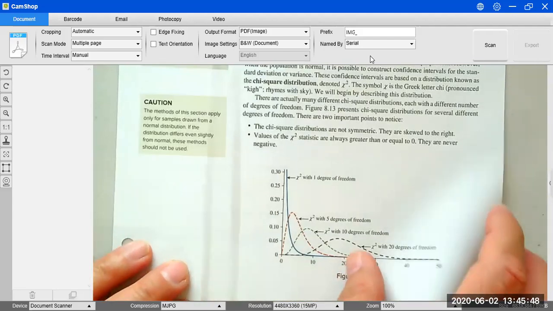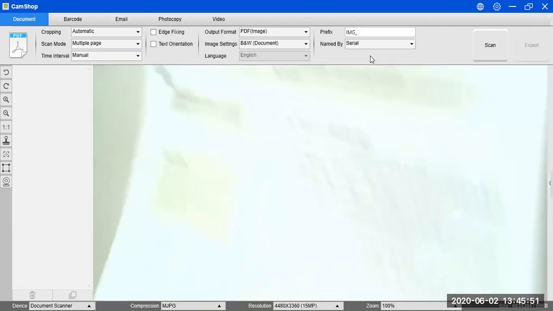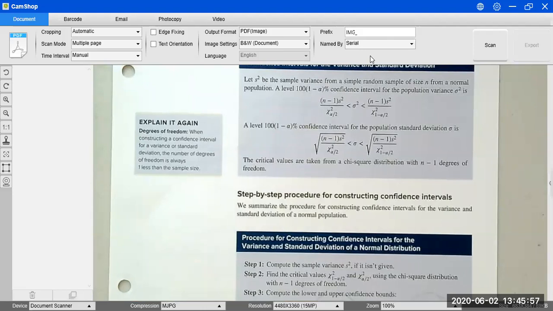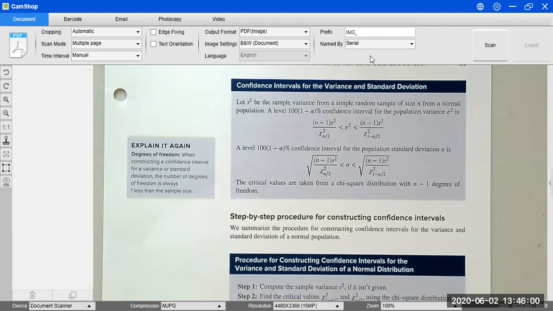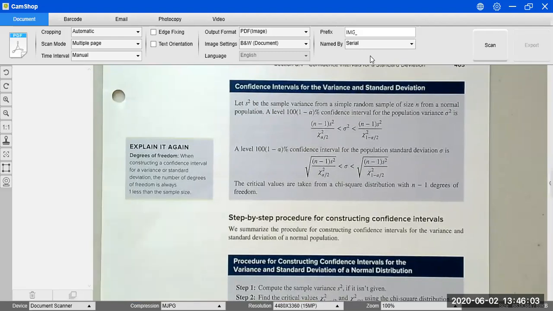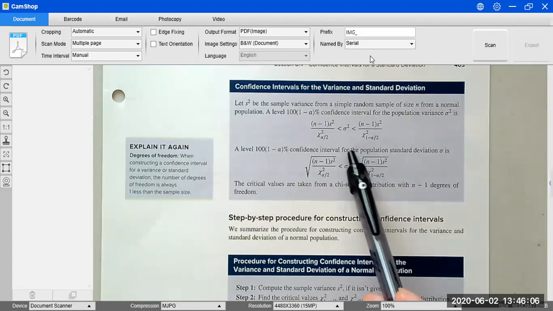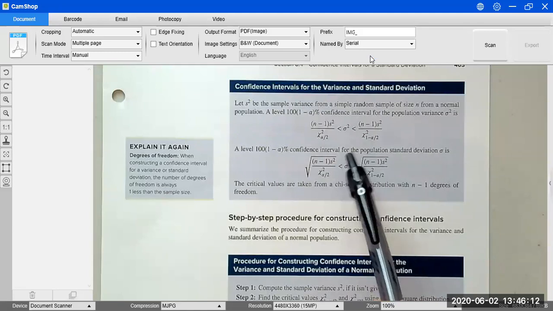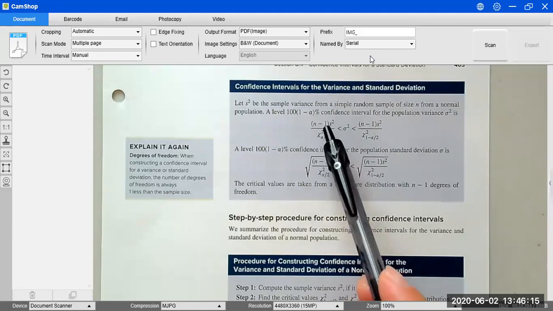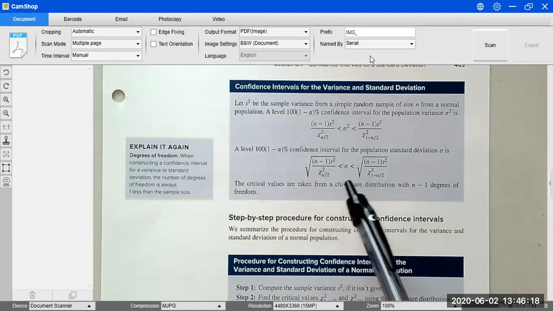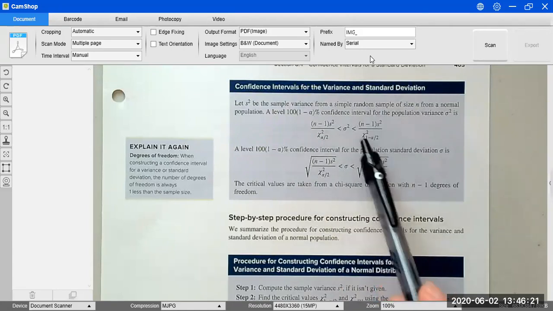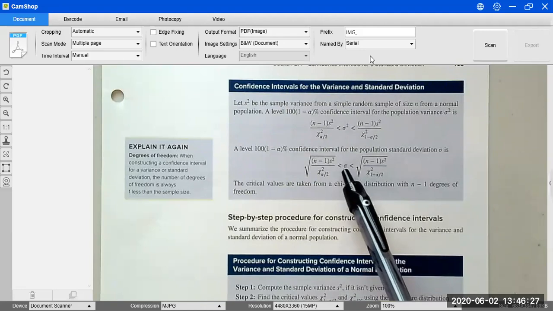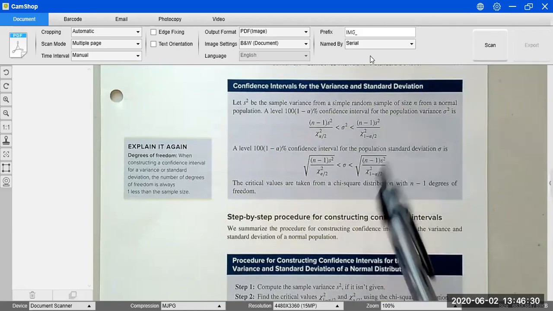To build the confidence interval, your book shows you the method on page 403. You have here the formula to build the confidence interval for the variance and the confidence interval for the standard deviation. The only difference is that you take the square root of the lower limit for the variance to get the lower limit of the standard deviation, and the same thing with the upper limit. So this is very simple.